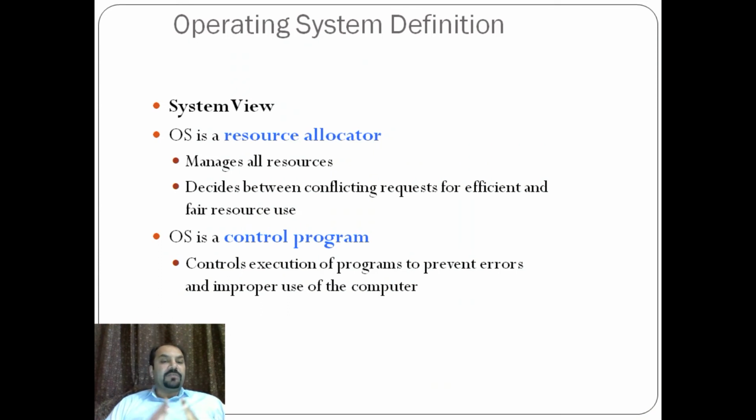Another point of view is the operating system as a control program. The operating system is a control program that controls the execution of programs to prevent errors and improper use of the computer hardware and computer system.